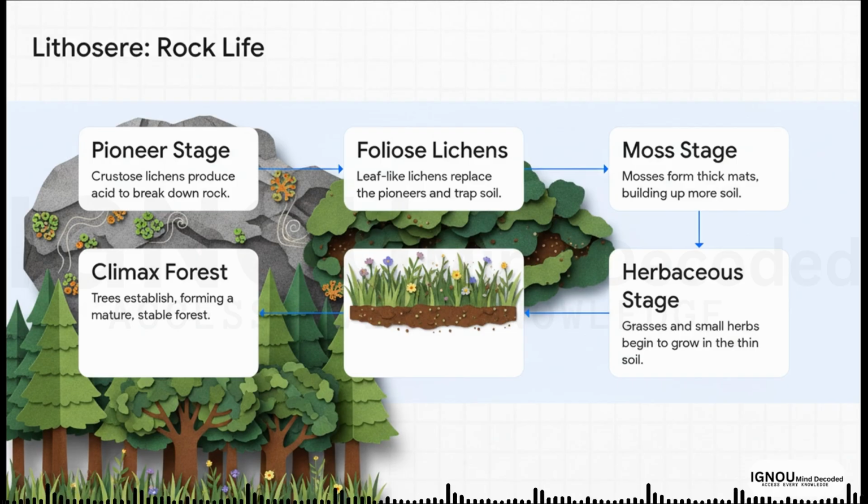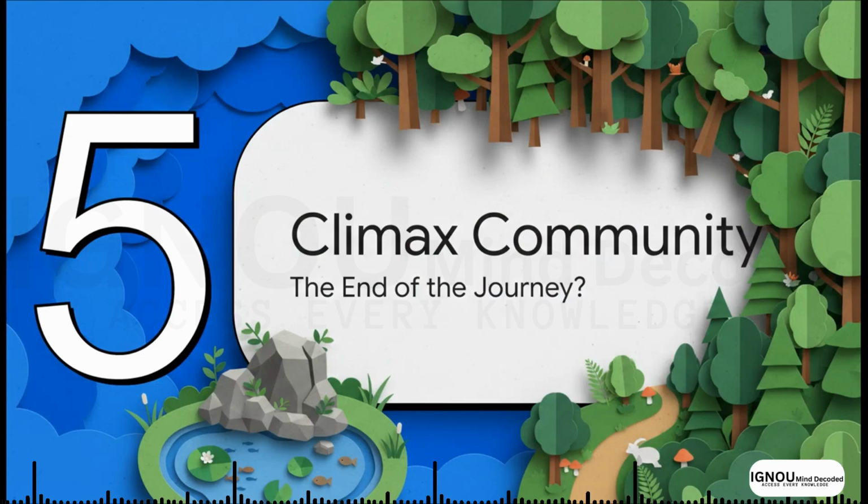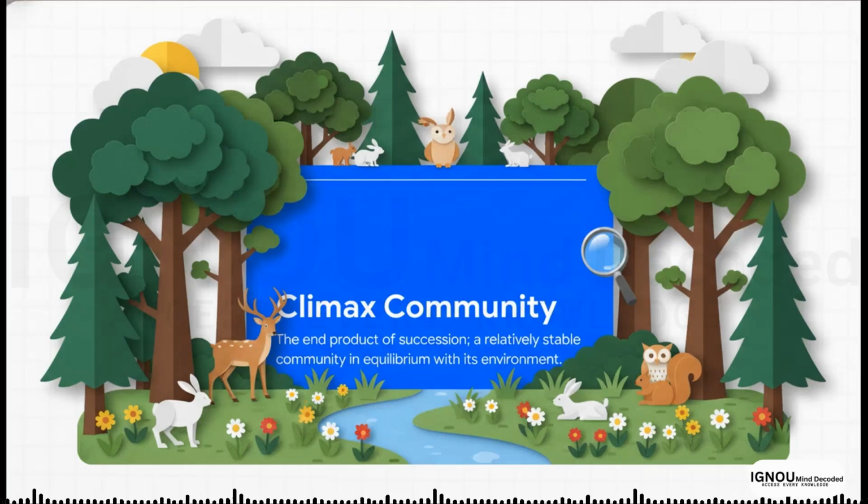It's just amazing. So, we've just seen how a pond and a rock can both end up as a forest. That final stage, we've been calling it the climax community. But what exactly does that mean? And is it really the end of the journey? So a climax community is basically the finish line for succession. It's the final, stable version of that ecosystem.